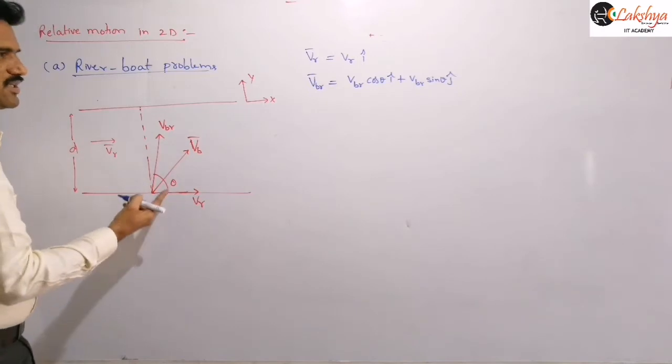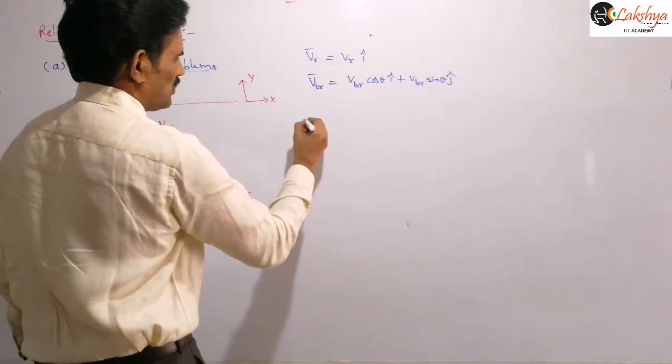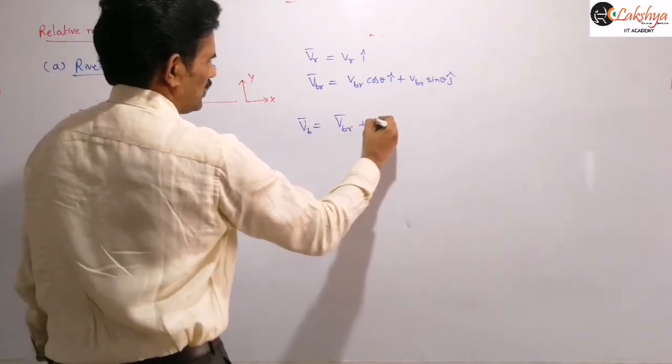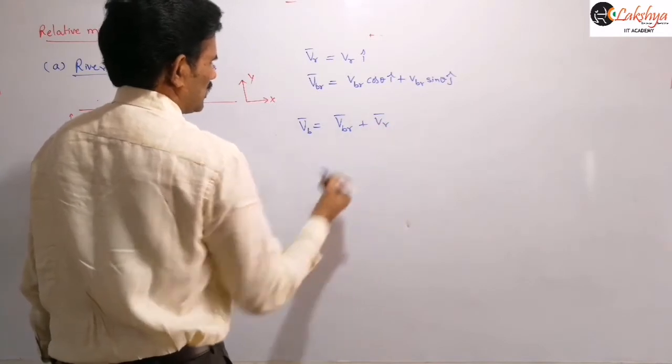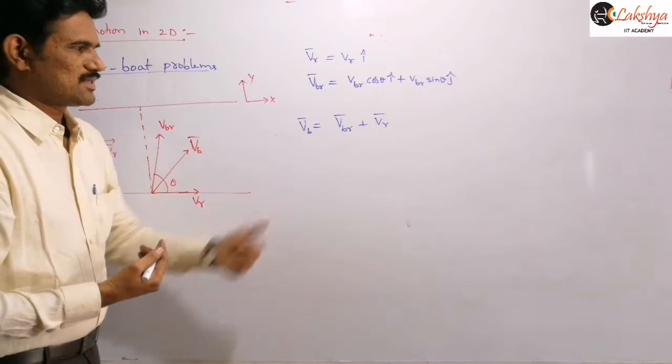It is making an angle theta with this direction of the river flow, and therefore now this VB bar we can write as VBR bar plus VR bar, right? That is our velocity of boat here. Velocity of boat with respect to ground we can express like this.